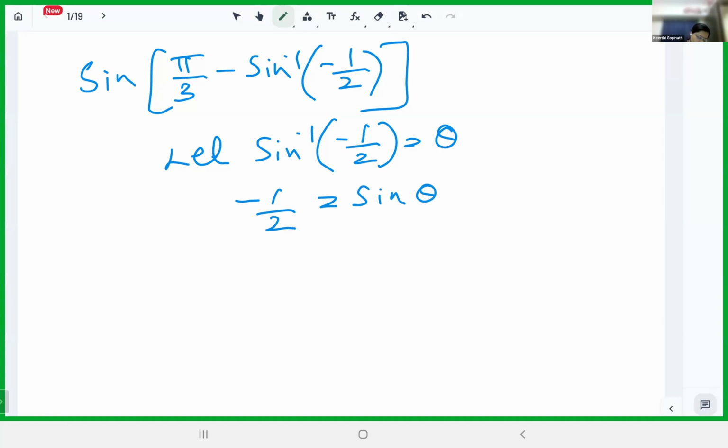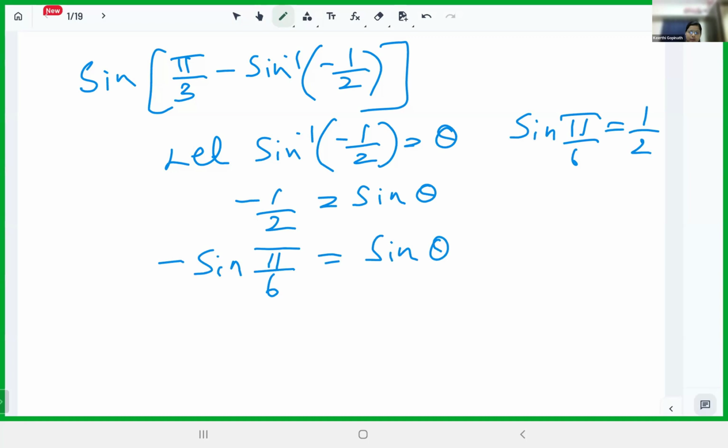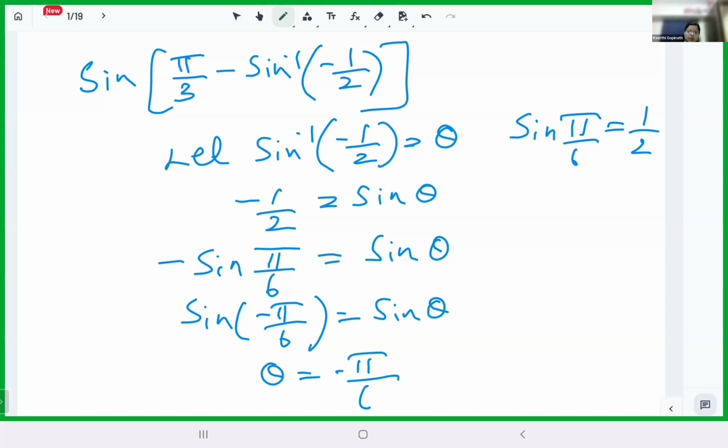So which is the value for sine that will give you 1 by 2? Sine pi by 6 is 1 by 2. Right. So instead of 1 by 2, I am writing sine pi by 6. Now by using the property sine of minus x is equal to minus sine x, we can write this as sine of minus pi by 6 is equal to sine theta. So what is the value of theta? Theta is equal to minus pi by 6.